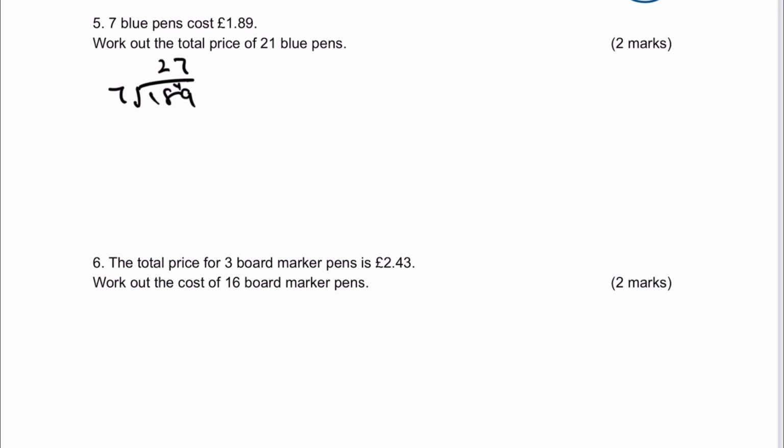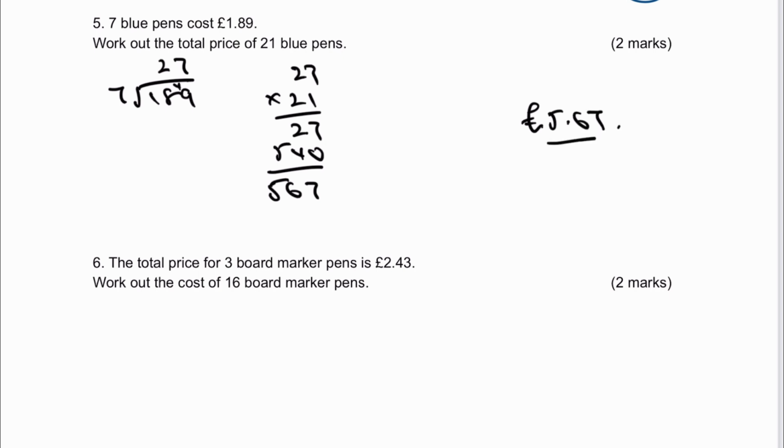Okay, so if I want the value of 21 blue pens, they're 27p each multiplied by 21, so that's going to give me 27 and 540, so that's going to give me a total of 567. Don't forget, again, that's pennies, so I convert that into pounds and pence, which is going to be £5.67, which would be the answer to question number 5.